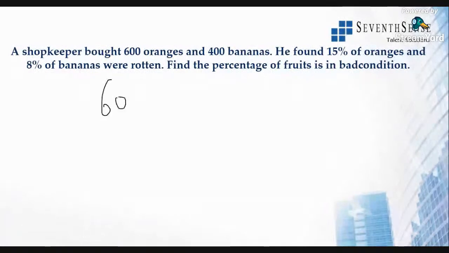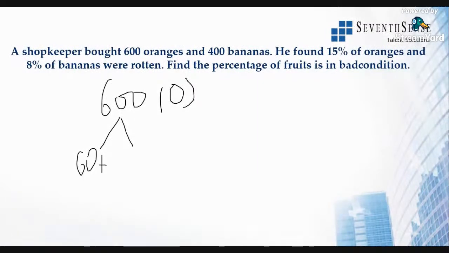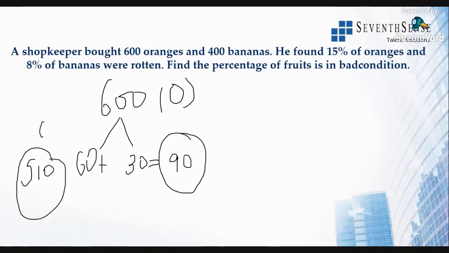So we have 600 oranges. He found 15% of the oranges were rotten. 15% in the sense 10 plus 5. So 10% is 60 plus 5% is 30. So totally 90 oranges were bad. Remaining 510 were good. This is good, this is bad.